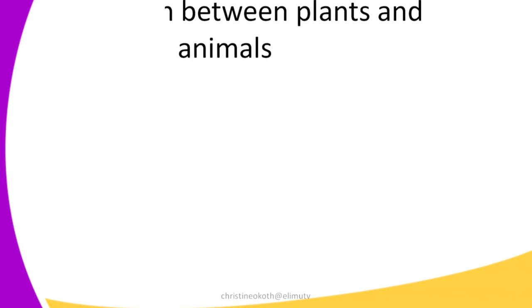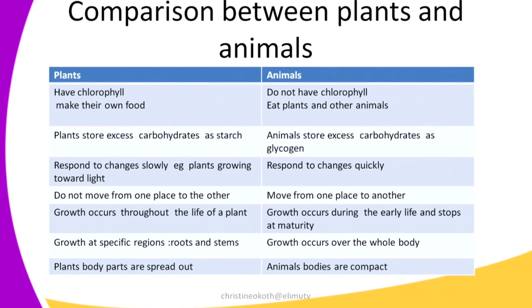So we're going to look at how these plants and animals vary. All these are living organisms, but they vary. So we're going to look at the features that make them vary. Starting with the plants, they have chlorophyll which helps them make their own food. The chlorophyll is the green pigment in the leaves that helps in the process of photosynthesis. So they are called autotrophs because they make their own food. While looking at the animals, they do not have chlorophyll, so they eat plants and other animals because they cannot make their own food. So that's the first difference.